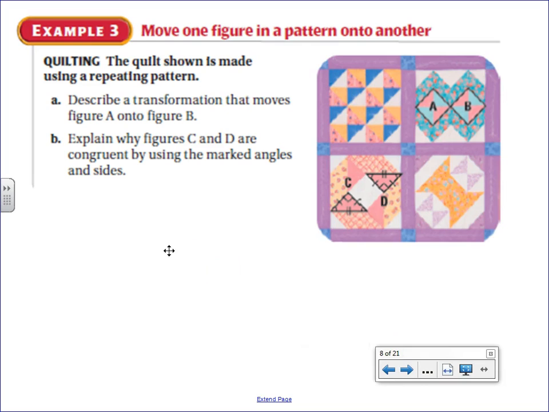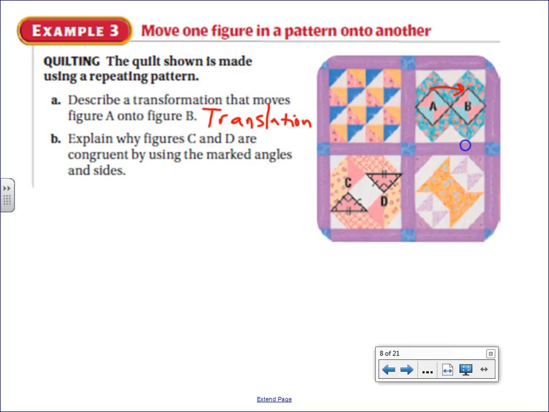We see these transformations everywhere. Makes nice, neat patterns. One way is in quilts. So take a look, how do we get from figure A to figure B? What kind of transformation is that? It just looks like it's moving the figure over, so that would be a translation. So we're translating it to the right.